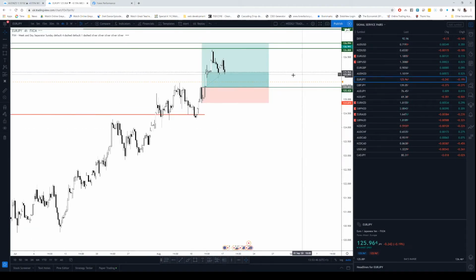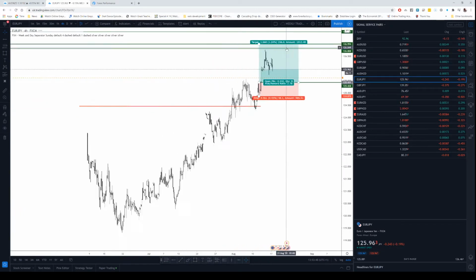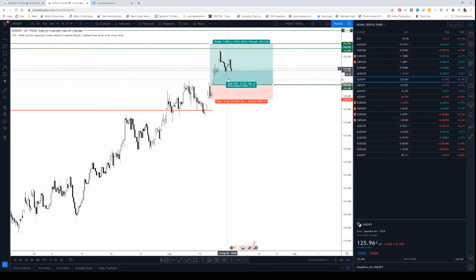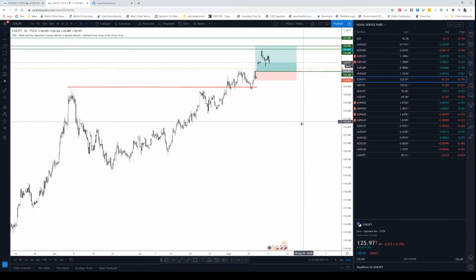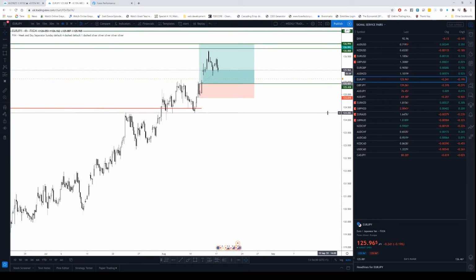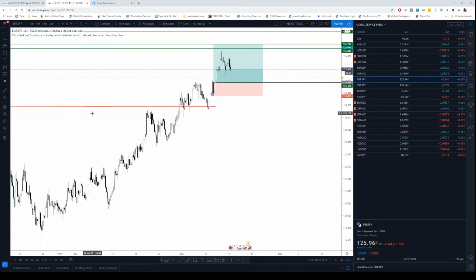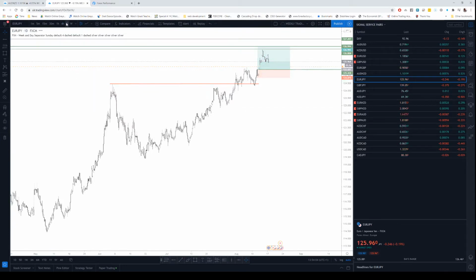Euro yen, we still have that equal high up there, so price hasn't got there. I like this level down here. If we do get there, then obviously you can take advantage of it. Let's have a look on the daily again.